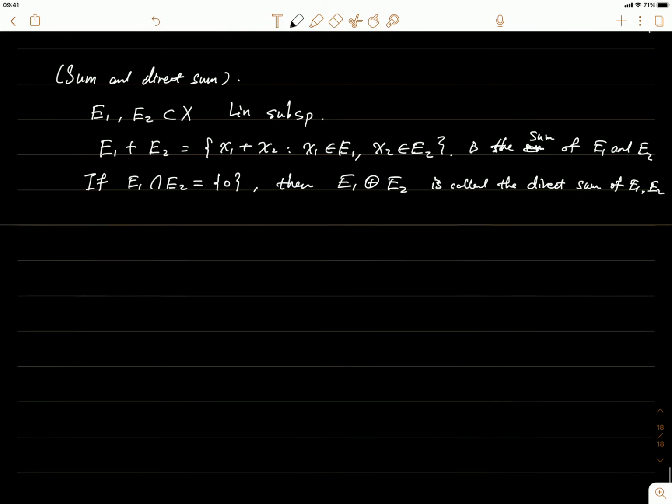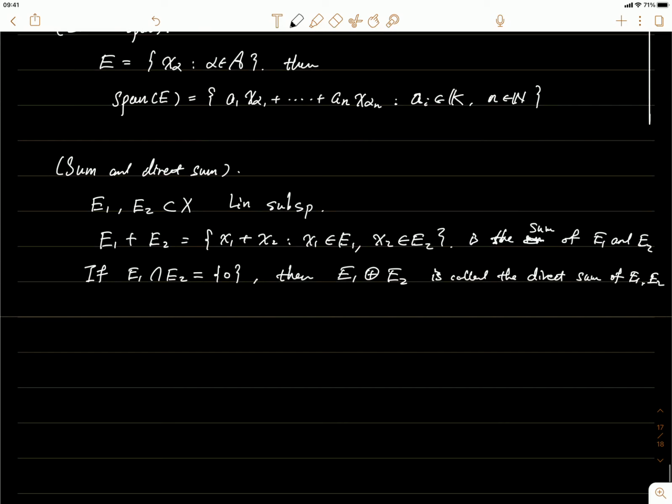Okay, and what's special about this is if you can write the two in this way, then any elements in the sum can be written in a unique way. Okay?